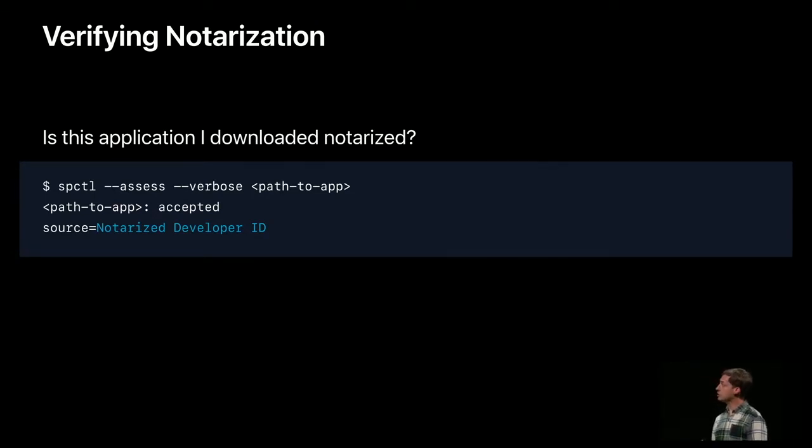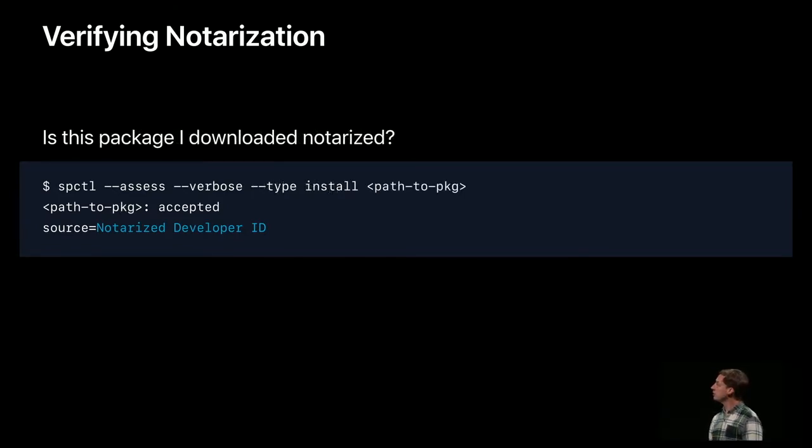If instead you want to check an installer package for notarization, you can use the spctl command just like before, but with the additional type option and passing that it's an install. Again, this will show you the source, and if it was successfully notarized, you'll see notarized developer ID.